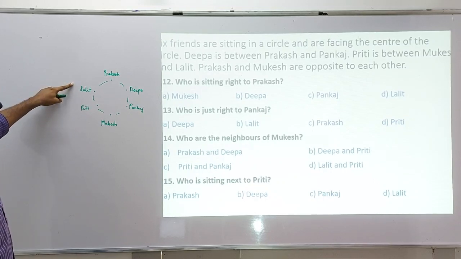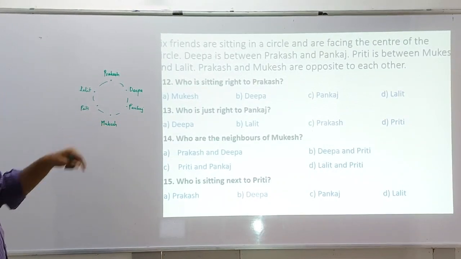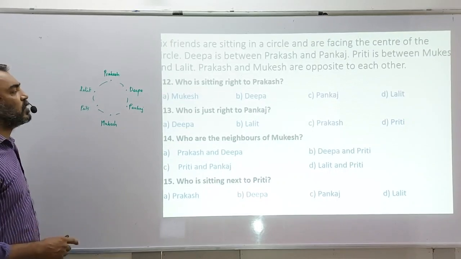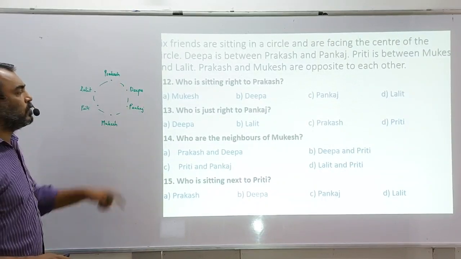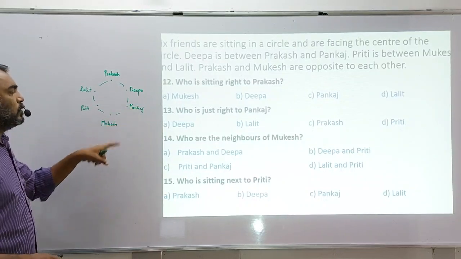Because nothing else is mentioned, I could put Pankaj and Deepa here and Lalit and Preeti here. So now that would change the answer. Who is just right to Pankaj? So we have got Deepa. Deepa is in the option, so we should give the option.